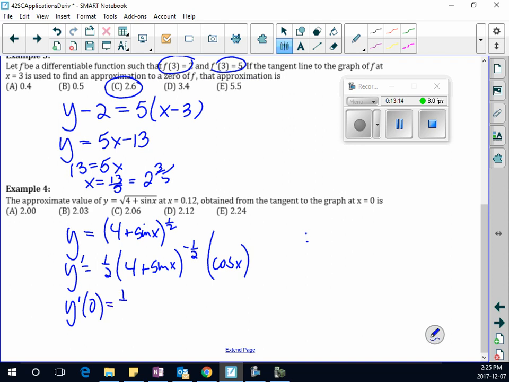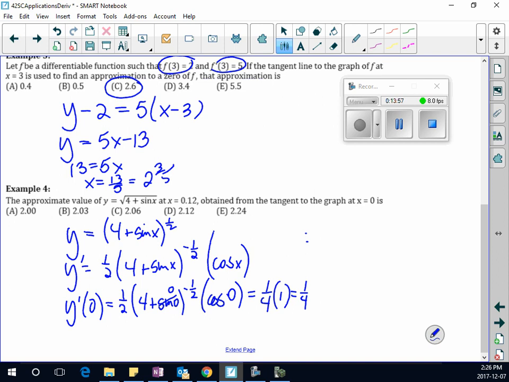That would be pretty hard to do without a calculator, right? So y prime of 0 is 1/2 times (4 plus sine of 0) to the power negative a half times cos of 0. Sine of 0 is 0, and 4 plus 0 is 4. But this is to the power negative a half, so it's the square root. The square root of 4 is 2, but it's a negative, so it's at the bottom. So it's 1 over 2 times 1 over 2, which is 1 over 4, and cos of 0 is 1. So it's just 1 over 4. That's my slope at 0, yes?